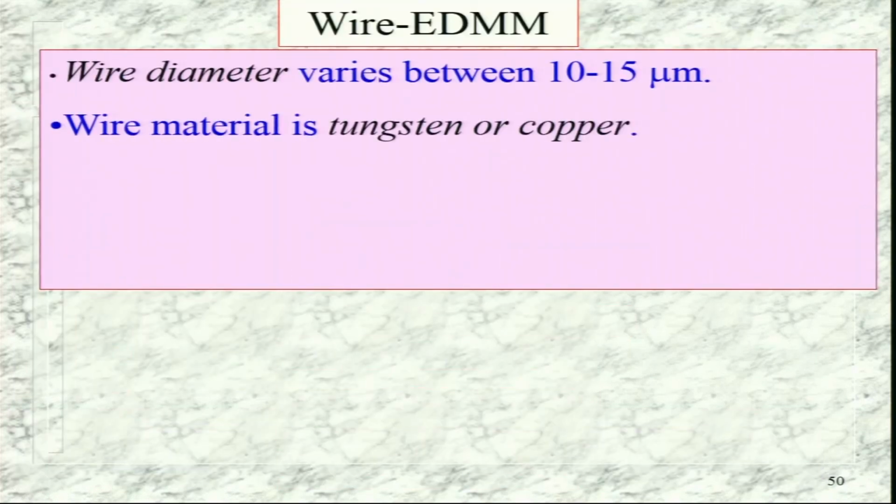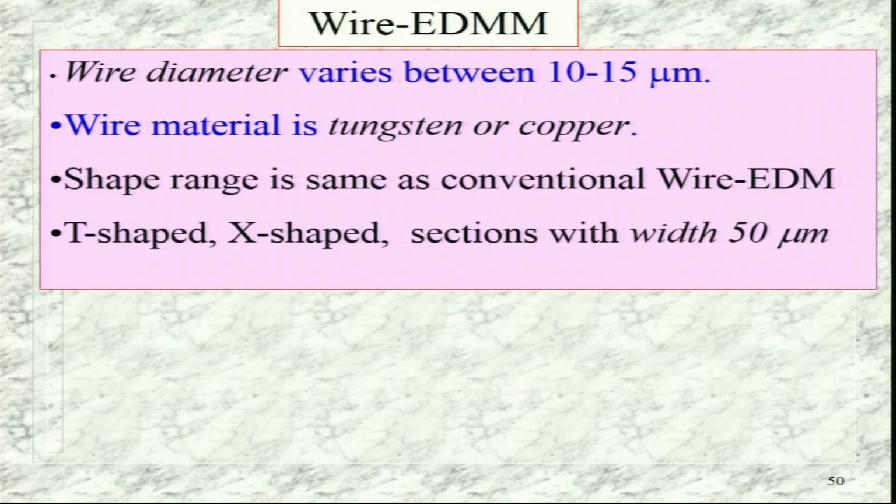Wire EDMM, wire diameter varies between 10 to 15 micrometer. Wire material normally used is tungsten or copper. Shape range is same as conventional wire EDM. T-shaped, X-shaped sections with width of around 50 micrometer are used. Micro gear can be cut by wire EDMM process.